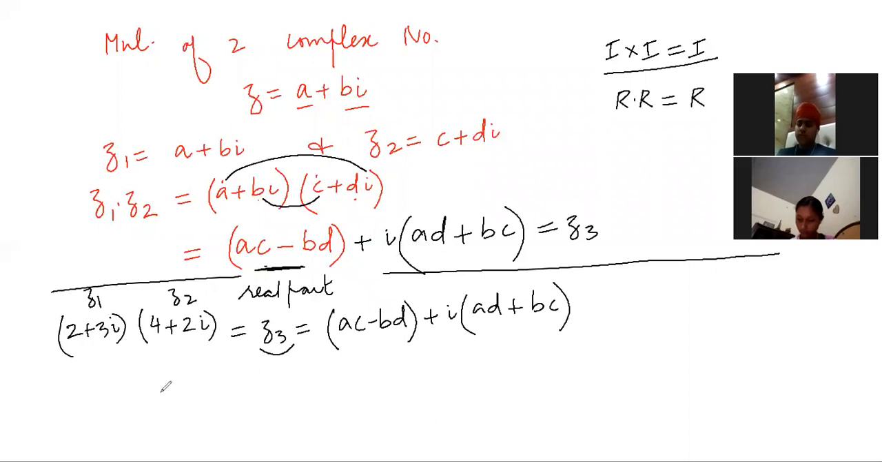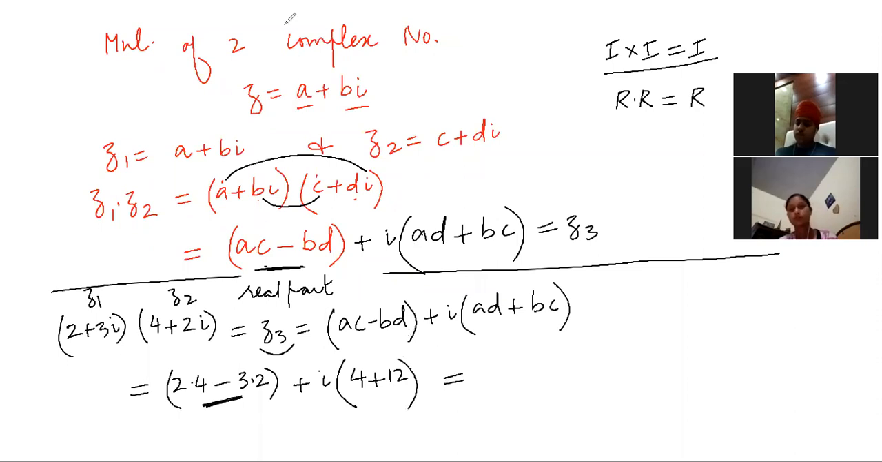All right, so how do we do it? This is equal to A into C, 2 into 4, minus B into D, 3 into 2. This is the real part of the resulting complex number. Plus iota into, first outside, then inside: 2 into 2 is 4, inside 4 into 3 is 12. Here you get the resulting complex number, guys.